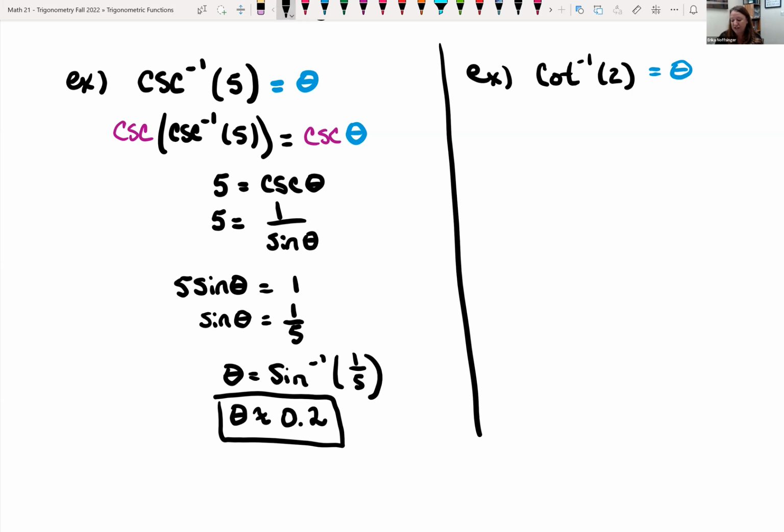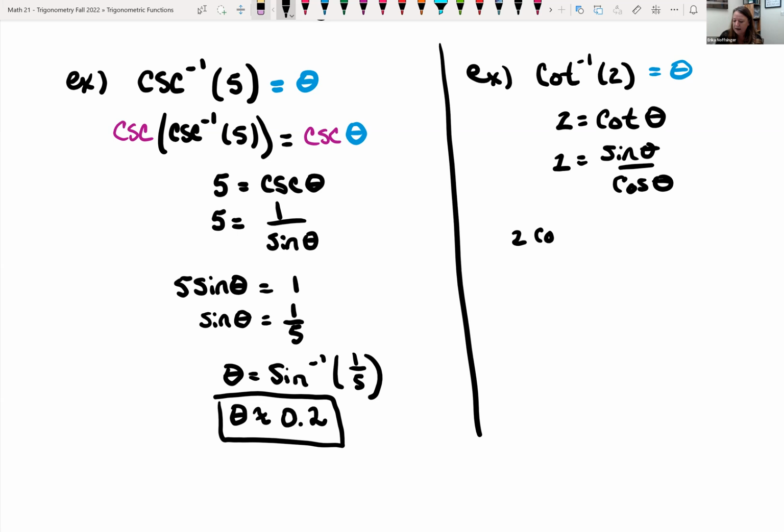So cotangent of cotangent inverse of 2 is just 2, which is equal to cotangent of theta. So let's rewrite that in terms of sine and cosine. So this is 2 is equal to sine theta over cosine theta. If we multiply both sides by cosine theta, we got 2 cosine theta.